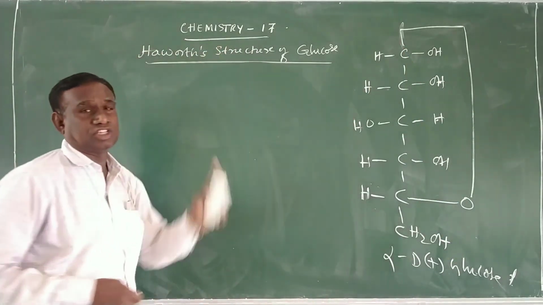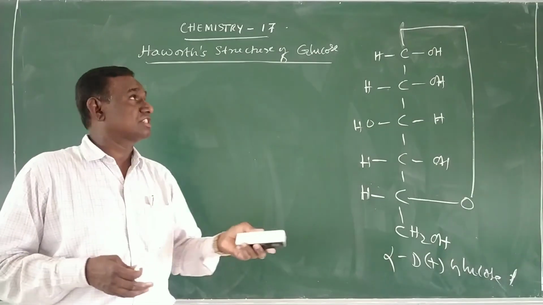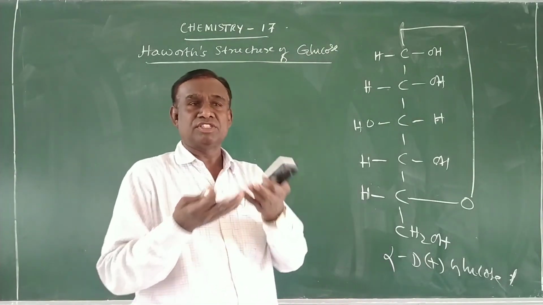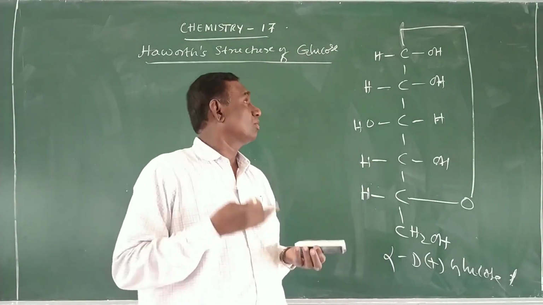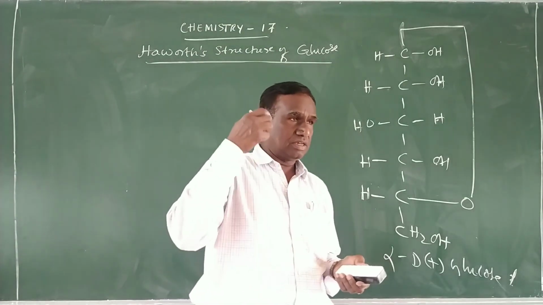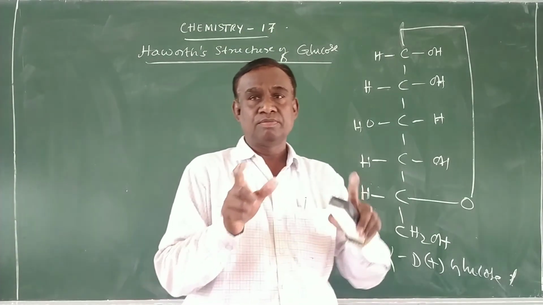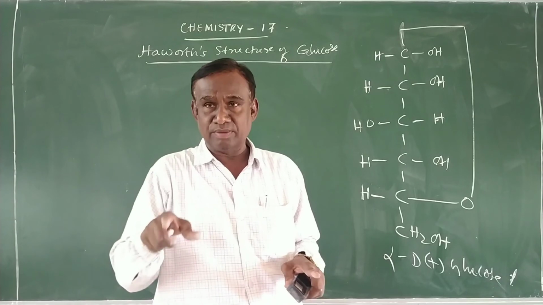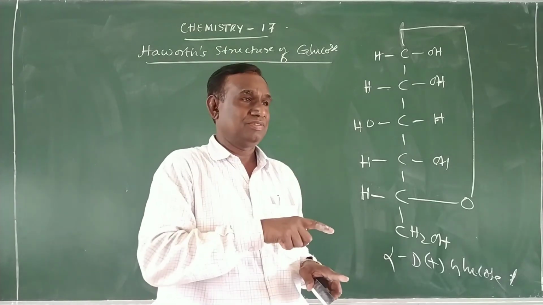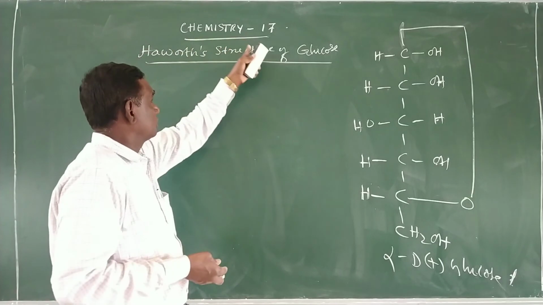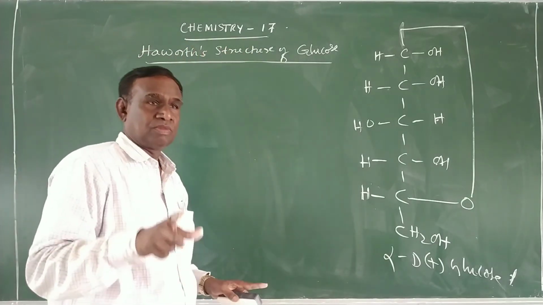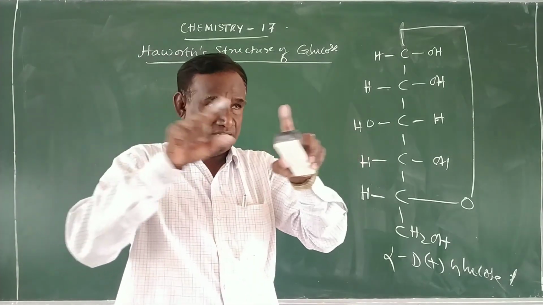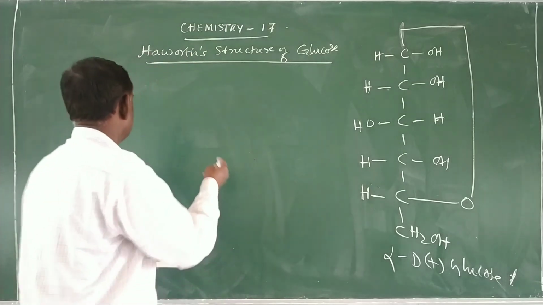Therefore, what is Haworth structure? For Emil Fischer's ring structure, Haworth proposed a hexagonal ring structure. Hexagonal means 6 corners. So the hexagonal ring structure consists of 6 corners. Out of 6 corners, 1 corner is occupied by an oxygen atom and the other 5 corners are occupied by carbon atoms.